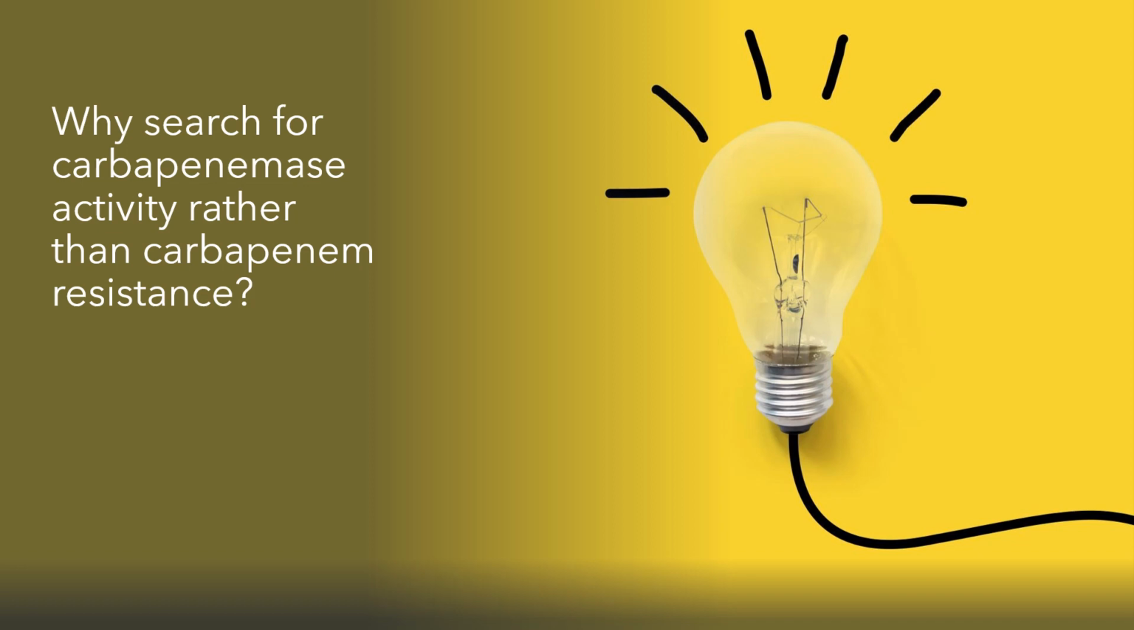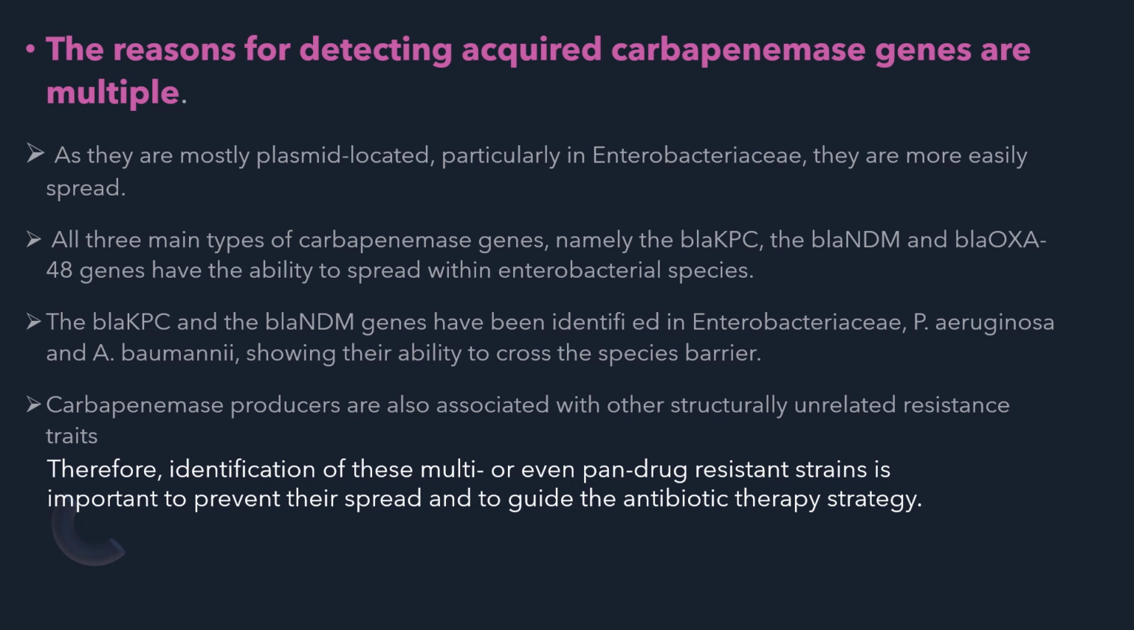Why search for carbapenemase activity rather than carbapenem resistance? The reasons for detecting carbapenemase genes are multiple, as they are mostly plasmid borne, particularly in Enterobacterales. They spread easily. All three main types of carbapenemase genes, such as blaKPC, blaNDM, and blaOXA, have the ability to spread within Enterobacterales species. The blaKPC and blaNDM genes have been identified in Enterobacterales, Pseudomonas and Acinetobacter, showing their ability to cross the species barrier.